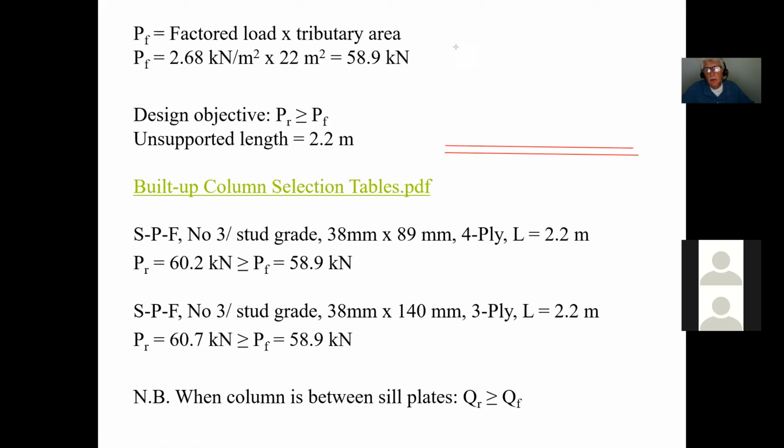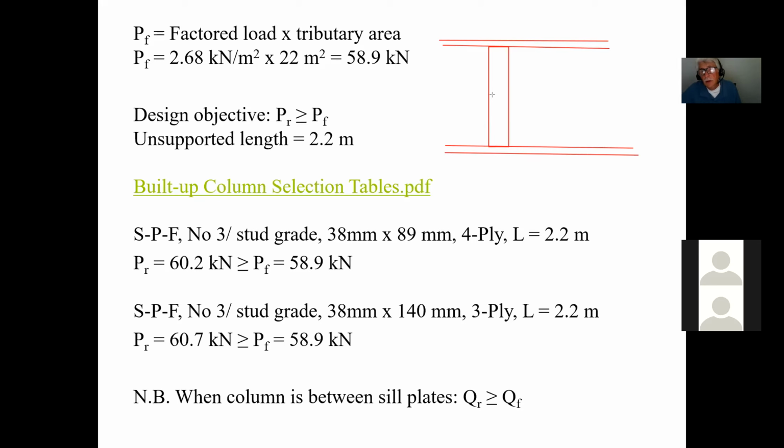I have sill plates at the top. It doesn't matter where they are because it's going to be the same QR value. And of course, if my column is sitting in here, in that case, I have to check the QR.